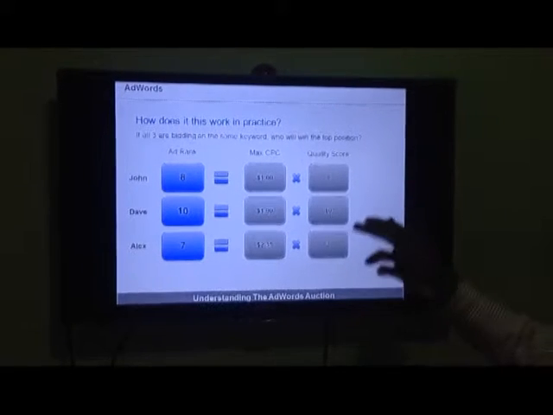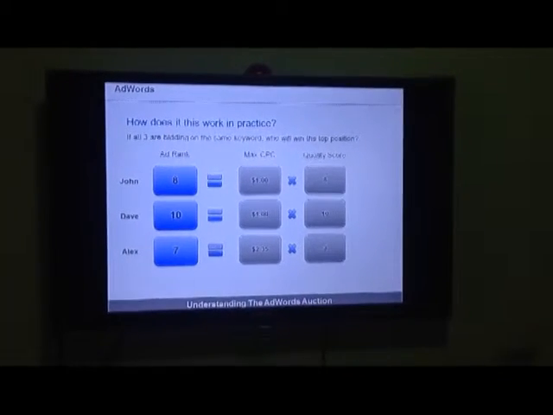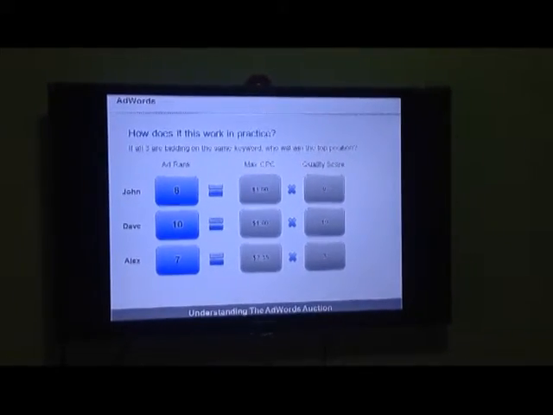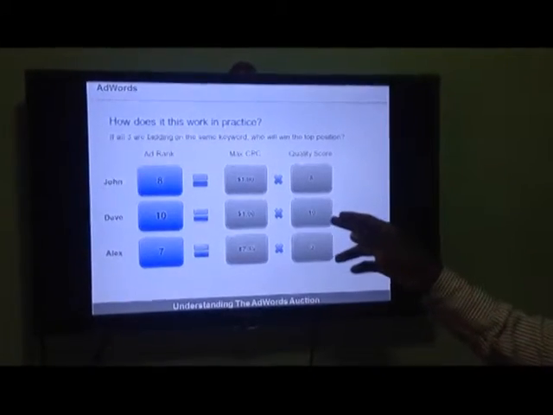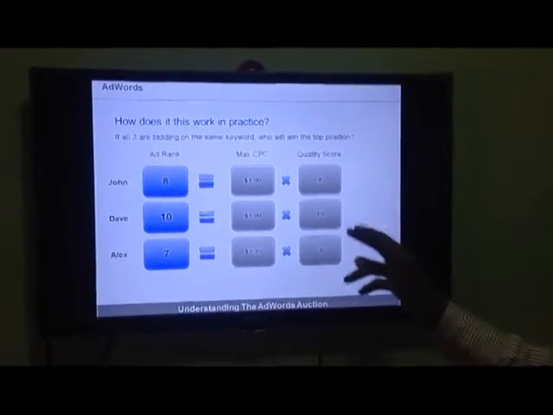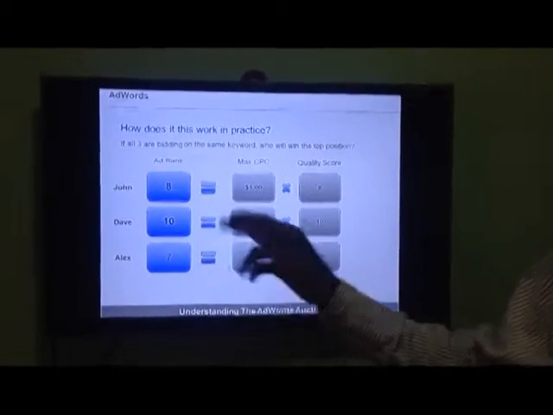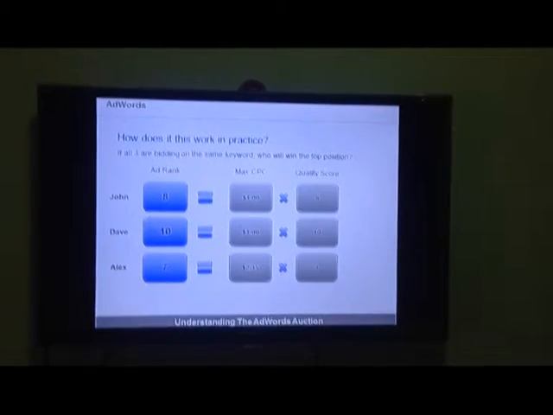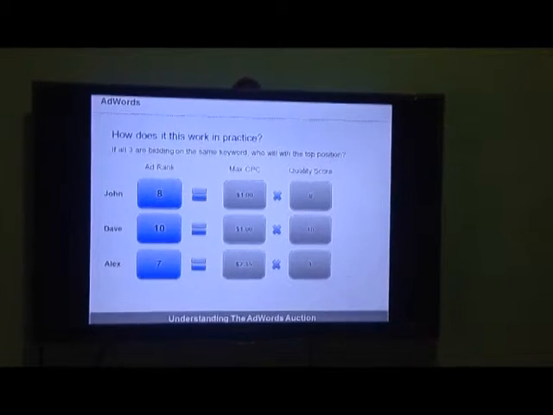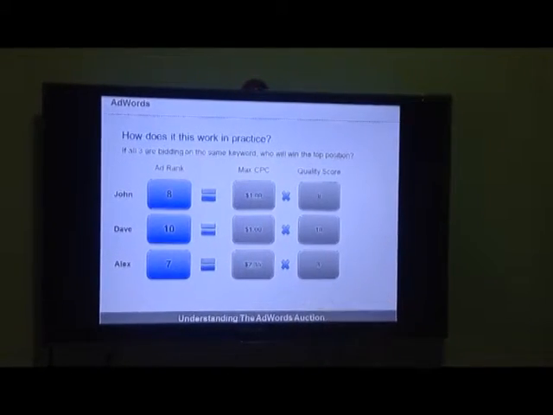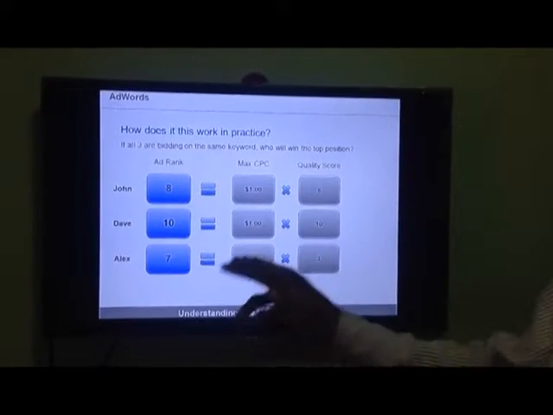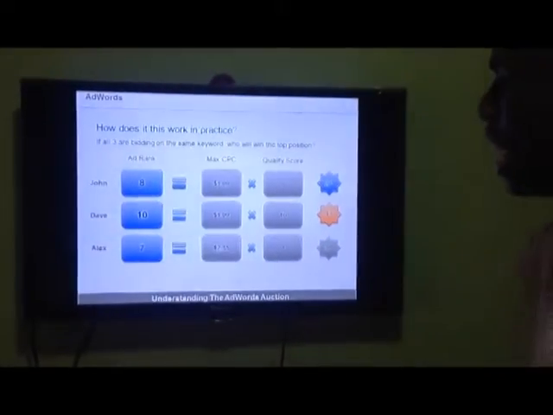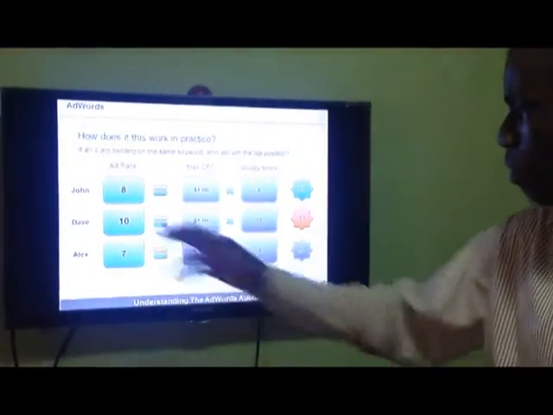Let's look at Dave. Dave is having an impressive quality score of 10. So it means Dave worked very tirelessly on the landing page, relevancy, and the CTR. So you multiply 1 by 10, and the ad rank for Dave will be what? 10. And Alex's quality score is really poor, so he had 3. So you multiply the 2.35 by 3, and Alex's ad rank will be what? 7.